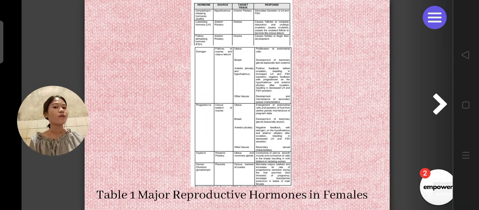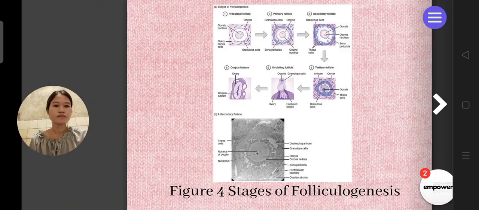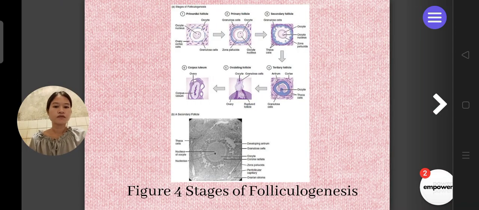So, sila yung mga major reproductive hormones sa mga babae. So, let's go back to figure 4. Figure 4 are stages of folliculogenesis. So, nandito yung process.